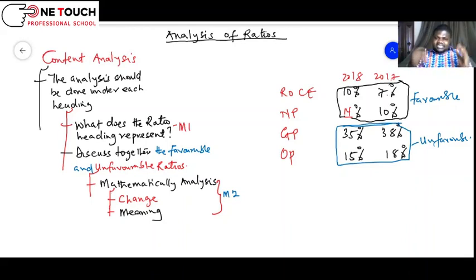Then, still under content analysis, after telling us the change and whether they are doing well or not, the next thing to do is to tell us the causes of the change. The causes.